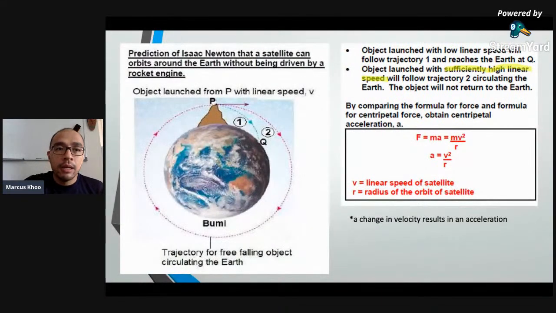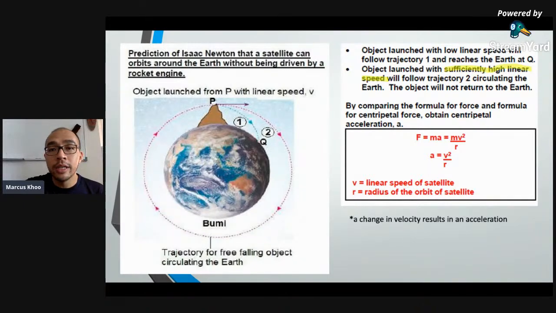But now, since we're talking about centripetal force, we also have to talk about Newton's interesting prediction. So Isaac Newton, our good friend from the first subtopic, predicted that the satellite can orbit around the Earth without being driven by a rocket engine. But there is a certain condition. If you launch a satellite from a certain height, the object is launched from P with a linear speed of V.